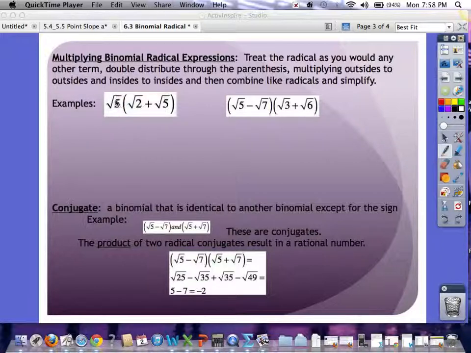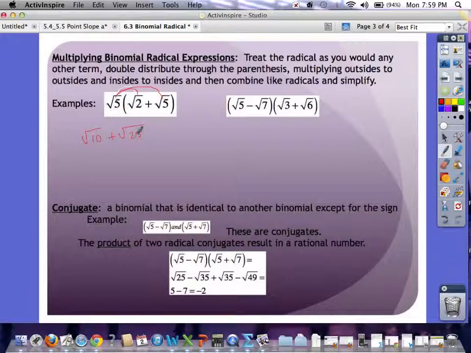So we're going to multiply this term to, let's get a different color, this term, and then this term to this term. So we're just double distributing. So what is the square root of 5 times the square root of 2? Multiplying the inside, you get the square root of 10. What is the square root of 5 times the square root of 5? Well, that's going to be positive square root of 25. Now, you must simplify. So this is going to become what?